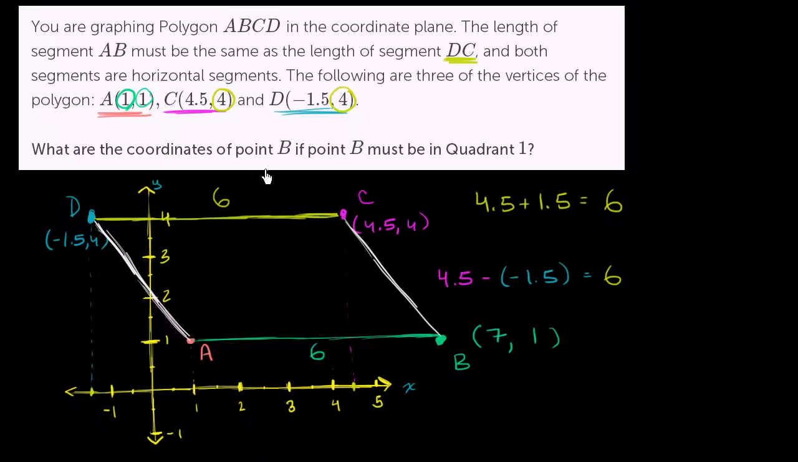So what are the coordinates of point B? Especially if point B must be in quadrant 1, and notice we are definitely in quadrant 1. This is quadrant 1, this is quadrant 2, this is quadrant 3, and this is quadrant 4. The coordinate for point B is (7, 1).